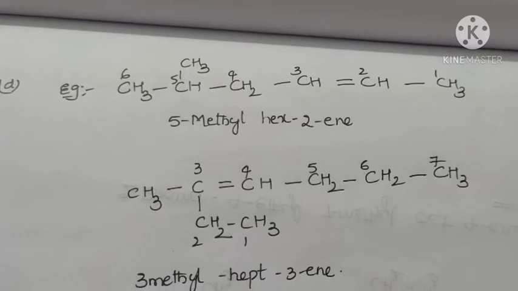So 5-methylhex-2-ene. Look at this example also. In this carbon skeleton containing 7 carbon atoms, the lowest number is like this. The methyl group is present on the third carbon and the double bond is present between the second and third carbon. So the IUPAC name is 3-methylheptene.